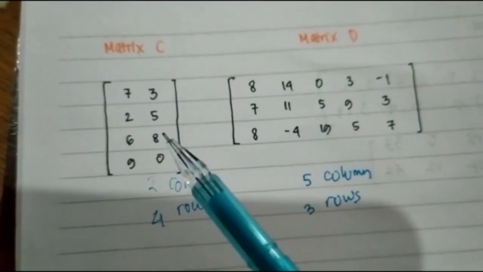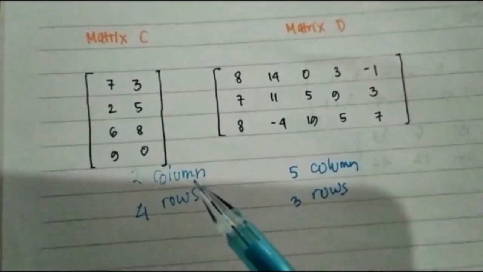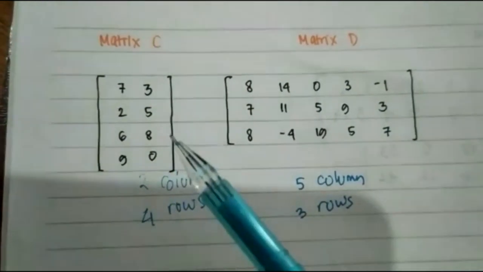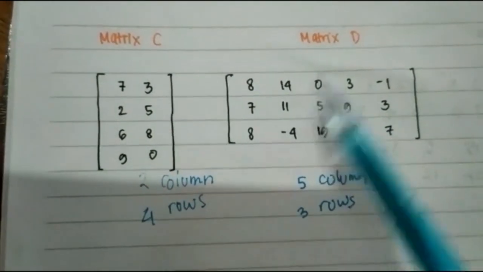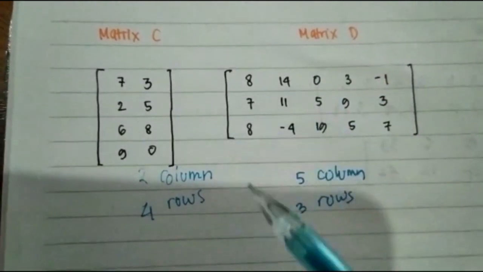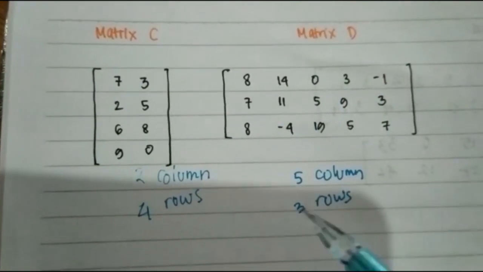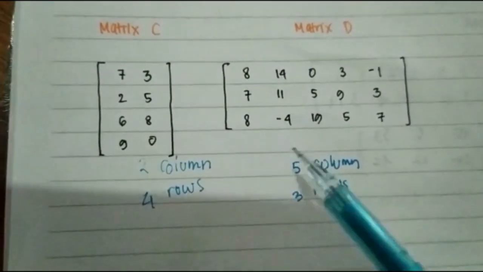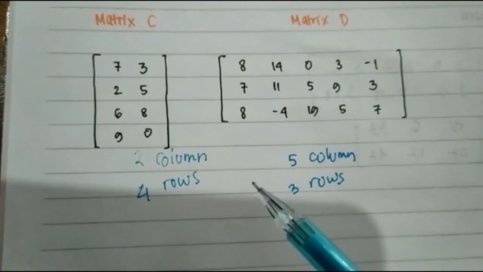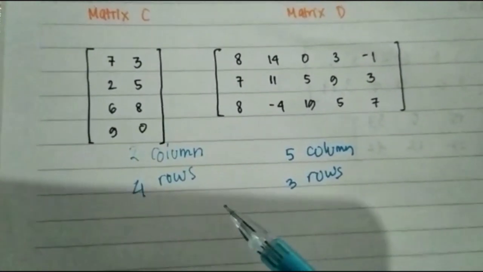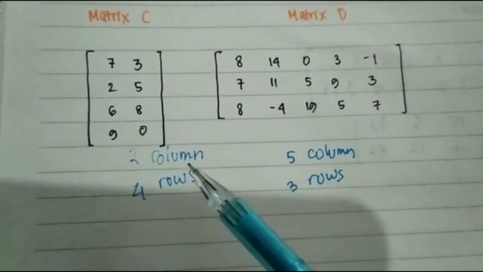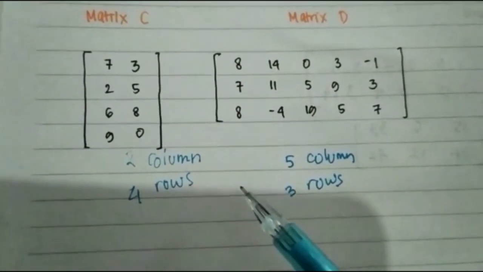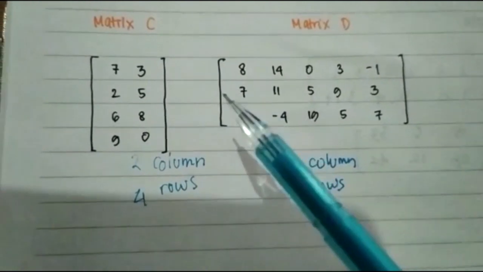If you still don't understand, let me show you another example. In here, I have a matrix C and matrix D. Matrix C has 2 columns and 4 rows, and matrix D has 5 columns and 3 rows. In this section, matrices C and D cannot be multiplied. The same applies as with matrices A and B, because the number of columns in C does not equal the number of rows in D. In this case, the multiplication of these two matrices isn't defined.